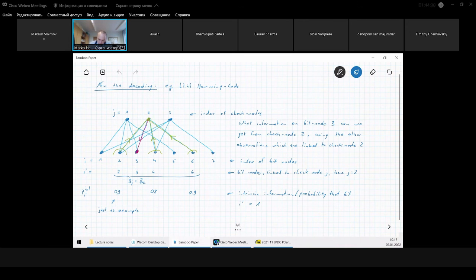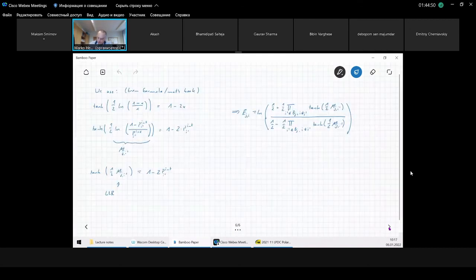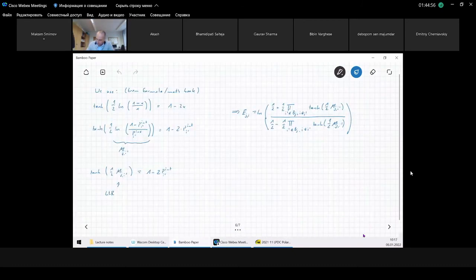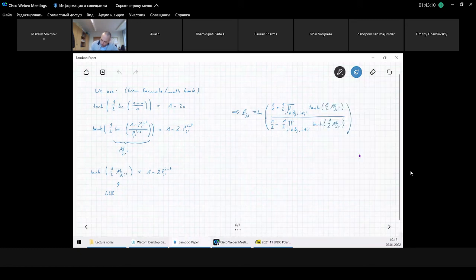So what do we get from check node 2? What do we get from check node 1? And what do we know from the noisy observation of the bit? So this is basically the next step. So next, bringing information together.